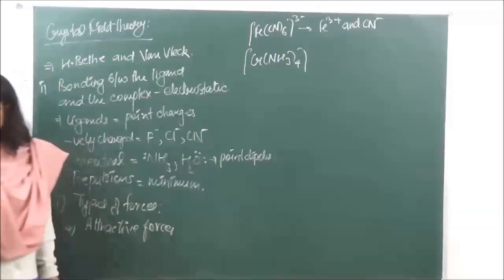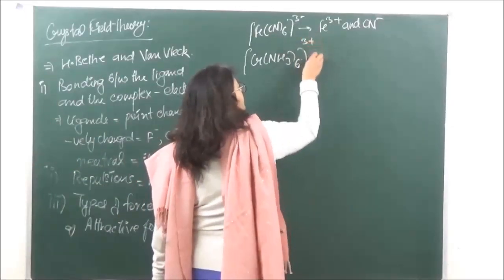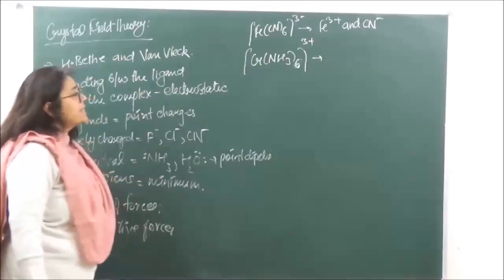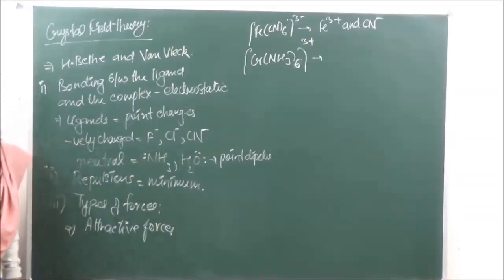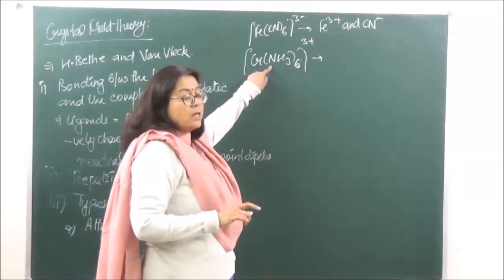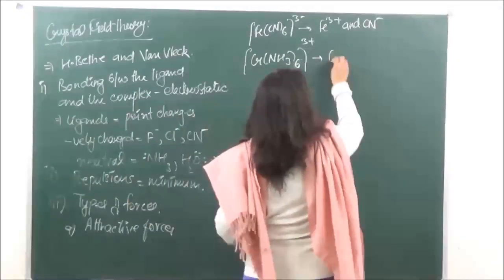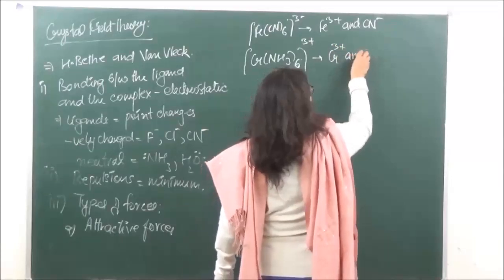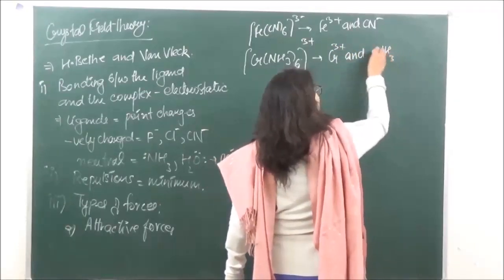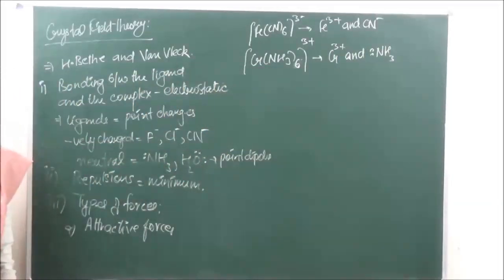another complex over here, chromium 6 ammonia, 3 positive. Now in this case, the forces of attraction are going to be between the chromium and the negatively charged end of the ammonia molecule. The negatively charged end of the ammonia molecule is going to be nitrogen because it has the lone pair of electrons. So the forces of attraction are between Cr3 positive and the ammonia molecule, with nitrogen being directed towards chromium. Okay? So this is what we have.